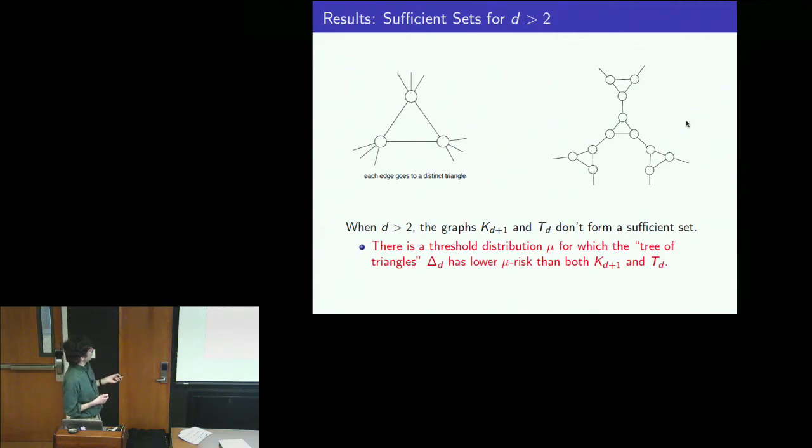Okay. And actually, for larger d, I can create a generalized tree of triangles, where I have d minus 2 edges going out to the other nodes. So I can actually get this to be a lower thing.